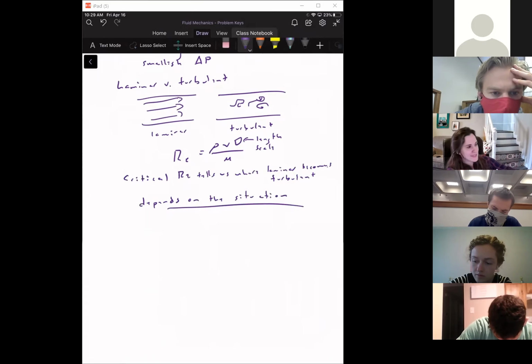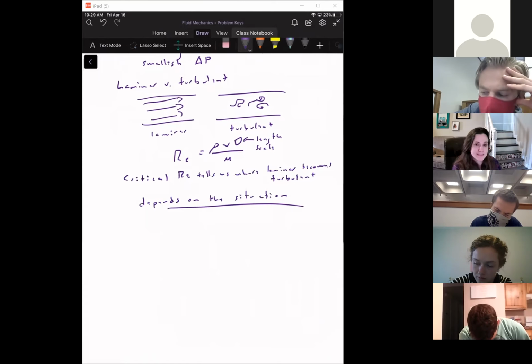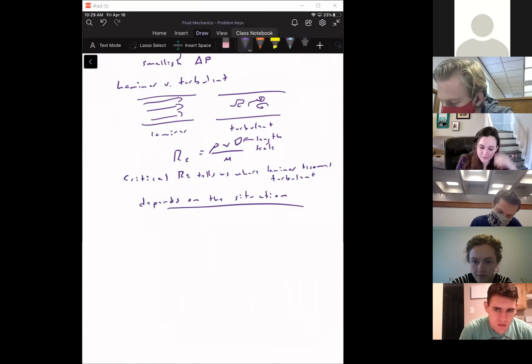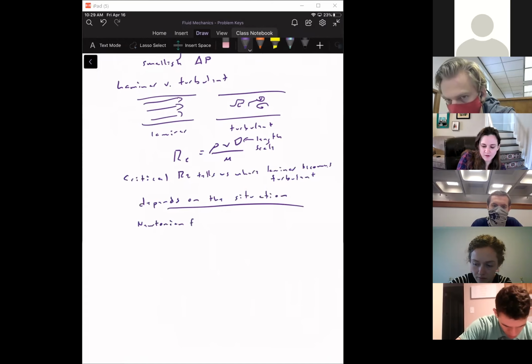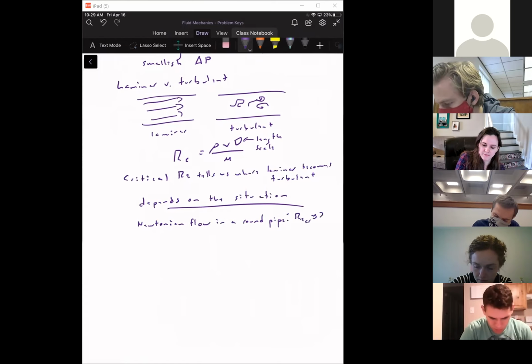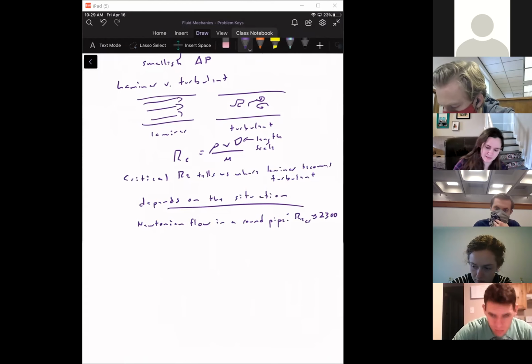So conceptually, that's the thing to remember: what Reynolds number signals the transition from laminar to turbulent depends on the situation. And the ones I would expect you to know, and that I would either have you remember or have down in your notes, is Newtonian flow in a round pipe. RE critical is about 2300. It'll be fully turbulent around 4000.